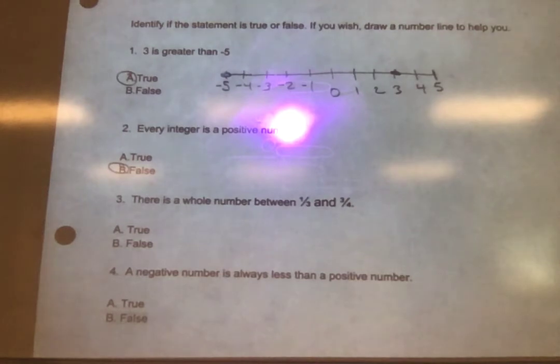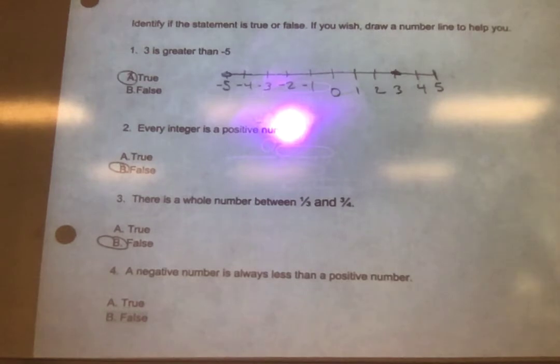Number 3, there is a whole number between 1/3 and 3/4. We should know the definition that whole numbers are the counting numbers and 0. So 0 is included in there. So we're looking, are there any numbers like 0, 1, 2, 3, 4, 5, etc. that would fall between 1/3 and 3/4? And we know there wouldn't be. There would just be fractions between fractions in there. These are both less than 1. They're between 0 and 1. So there is no whole number in between there. So that would be false.